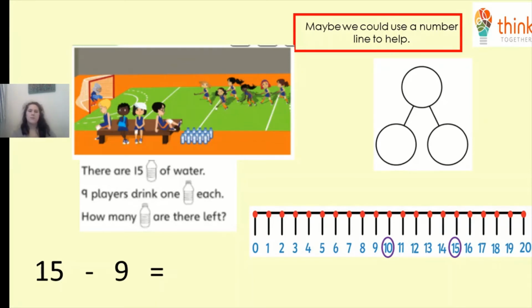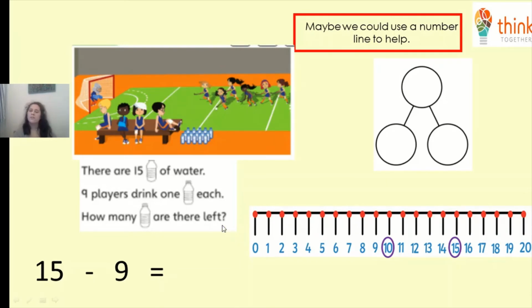Let me mark my 10 on my number line, so I know that is the first jump I'm going to do. Now, using my knowledge of tens and ones, I know that 15 is split into a group of 10 and 5 ones. And if I want to get to just 10 on my number line, I'll need to get rid of those 5 ones. So I'll take away 5 first. But if we look at my question, is it asking me to take away 5? No, you're right. It's asking me to take away 9.